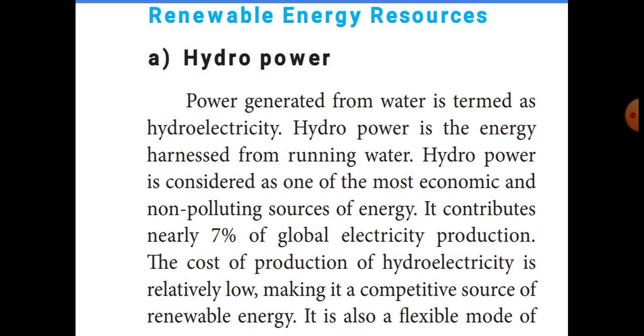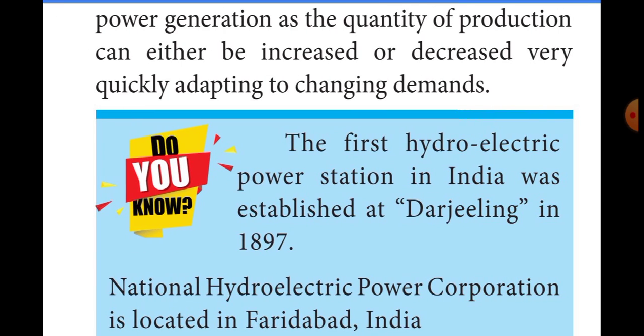Hydropower is also a flexible mode of power generation. It increases and decreases production very quickly, adapting to changing demands. That means they produce hydropower according to the demand. When the demand increases, the production also increases. When the demand decreases, the production also decreases, and they will produce less electricity.